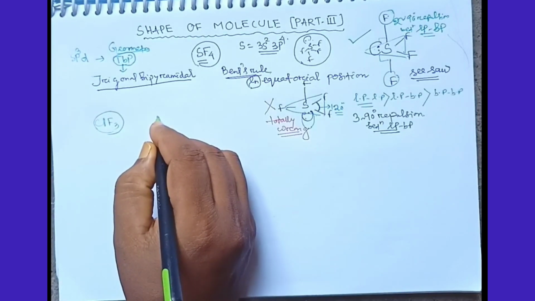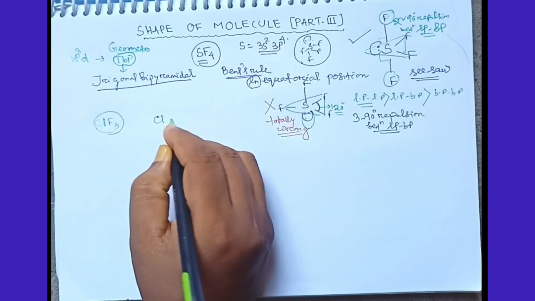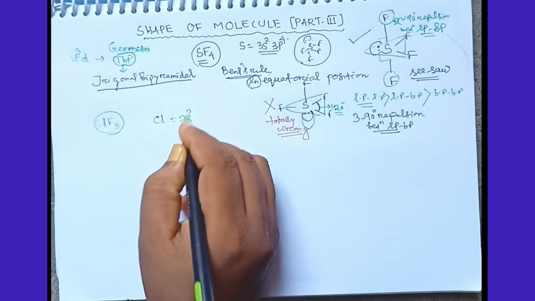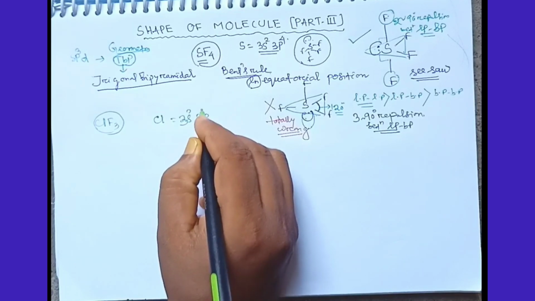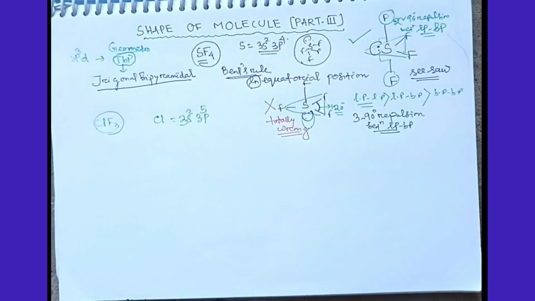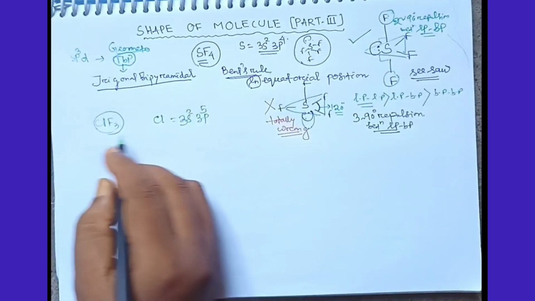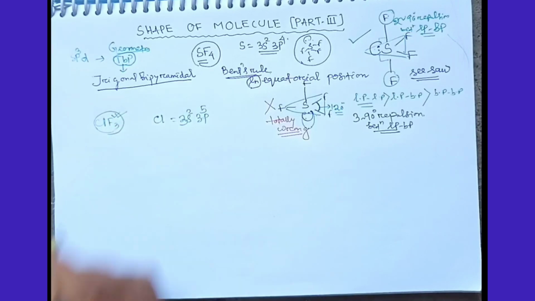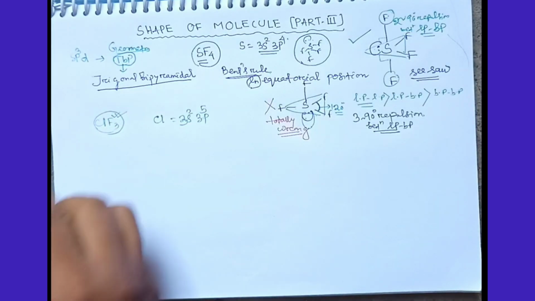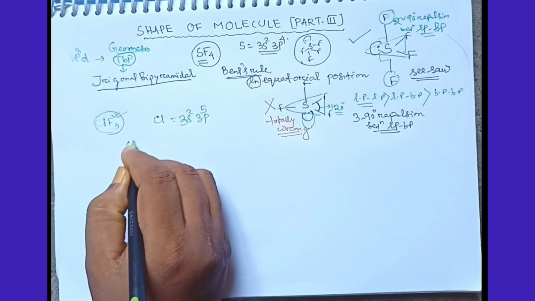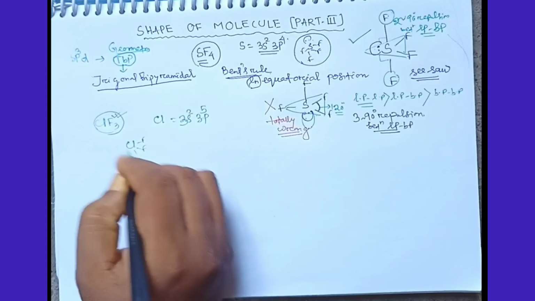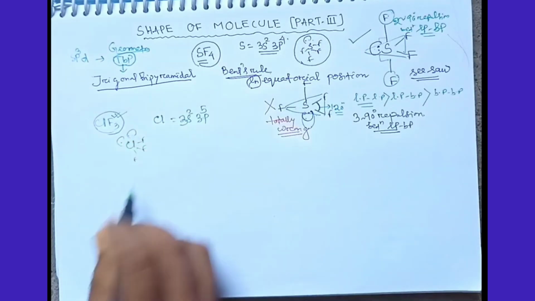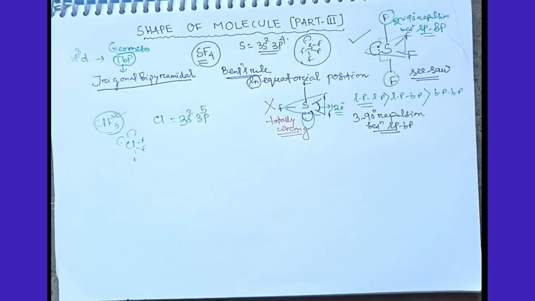Now here chlorine is the central atom. Its electronic configuration is 3s2 3p5. That means 7 outermost electrons in its outermost orbit to do the bond formation. But it has 3 peripheral atoms, so it can only make 3 bonds. The others will remain as lone pairs. So there are 2 lone pairs and 3 bonds.